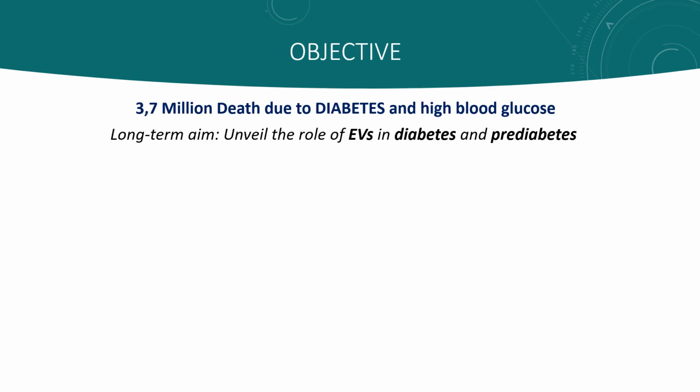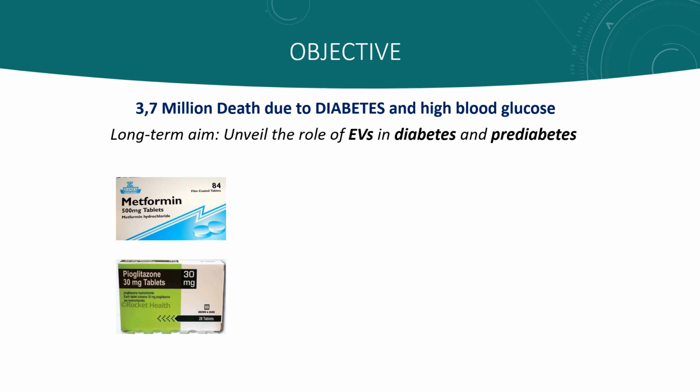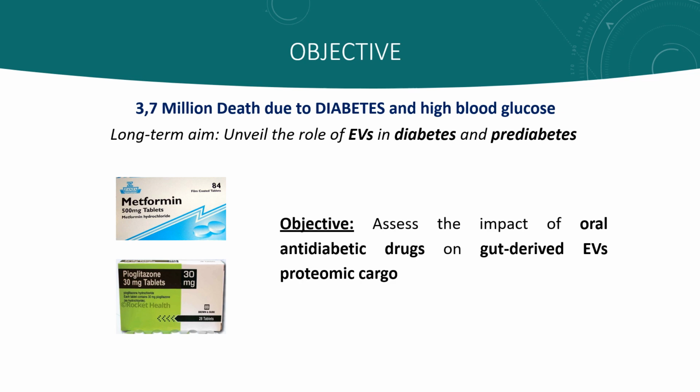Every year, there are about 3.7 million deaths due to diabetes and high blood glucose. For this reason, in our lab, we have the long-term aim of unveiling the role of EVs in diabetes and pre-diabetes. On this occasion, we are focusing on the anti-diabetic drugs metformin and pioglitazone, and we have the objective of assessing the impact of oral anti-diabetic drugs on gut-derived EVs proteomic cargo.